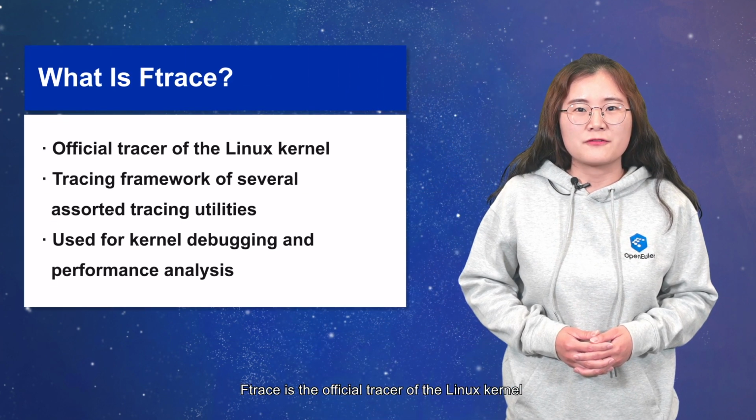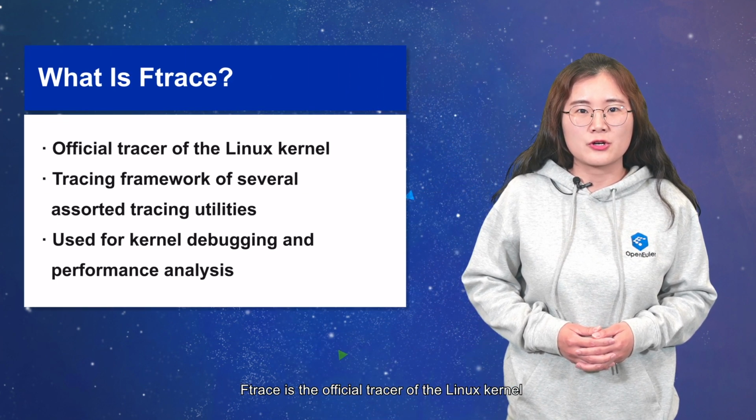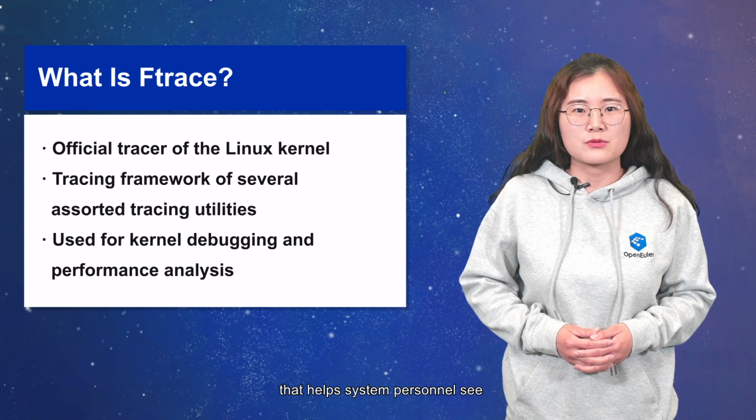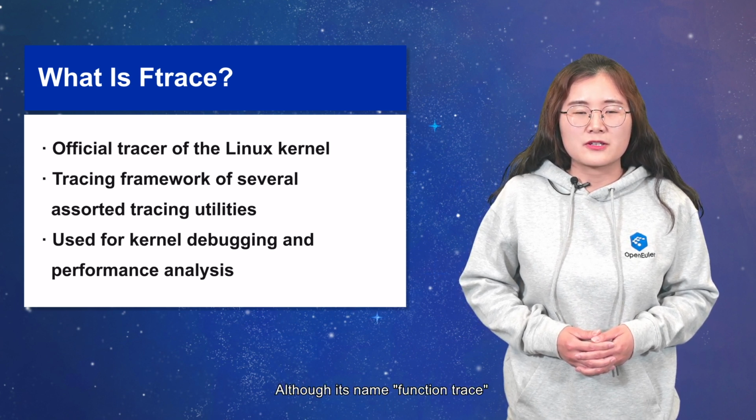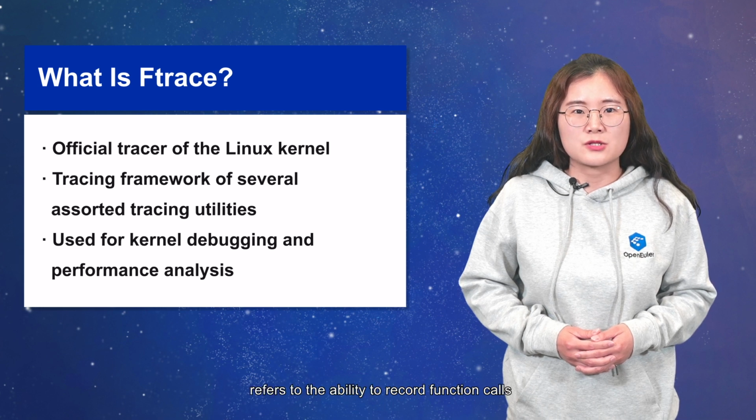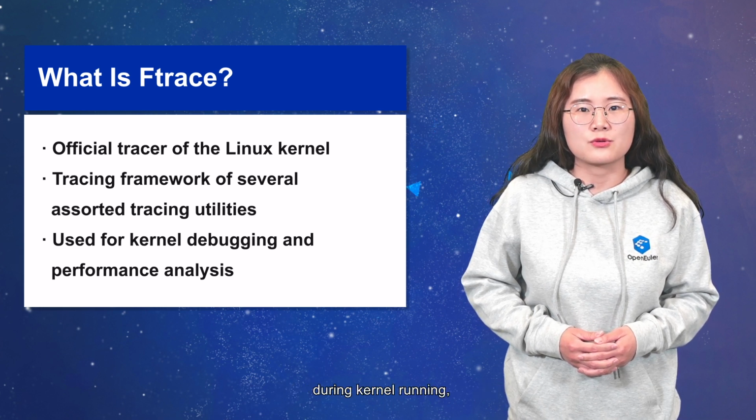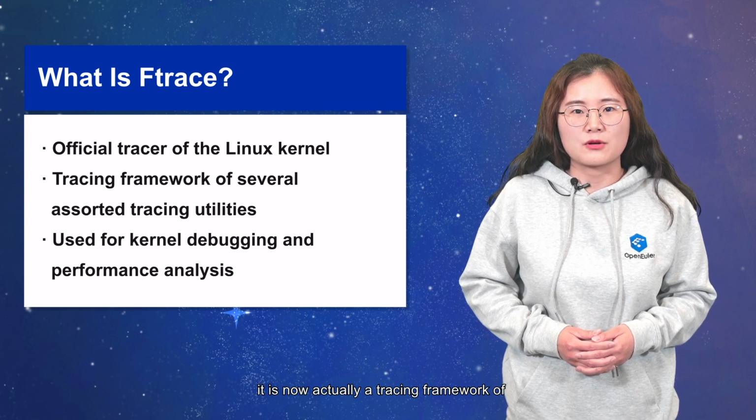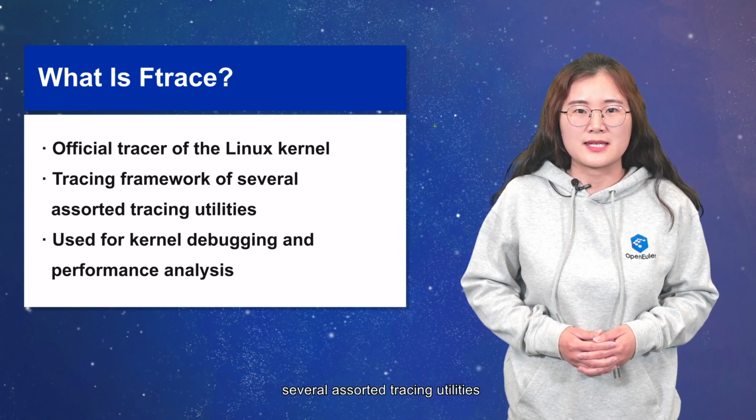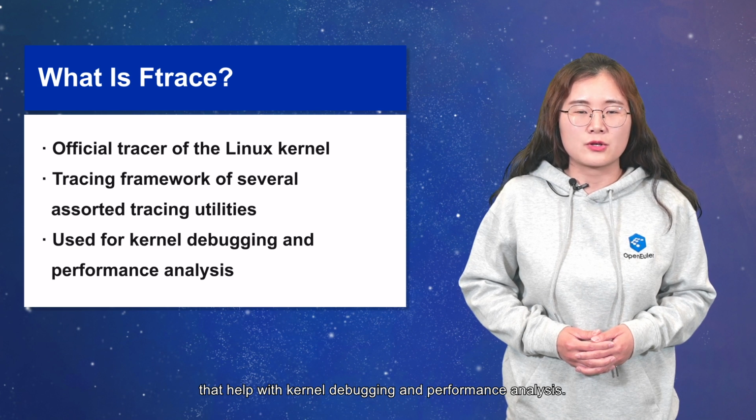In this episode, I'm going to talk about a tracing framework called Ftrace. Ftrace is the official tracer of the Linux kernel that helps system personnel see what is going on inside the kernel. Although its name, function trace, refers to the ability to record function calls during kernel running, it is now actually a tracing framework of several assorted tracing utilities that help with kernel debugging and performance analysis.